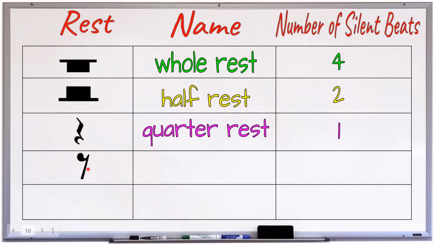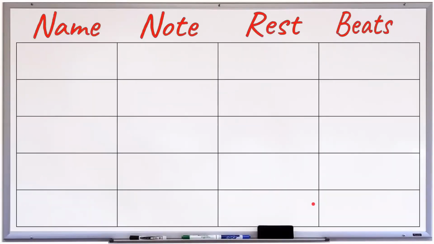For this one, it looks like the number 7. This is the flag, 1 flag or 1 beam. It's called an eighth rest, and it has 1/2 silent beat. So there's the symbol here, the name, and then the note, the rest, and the beats.